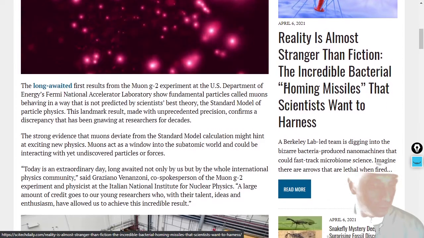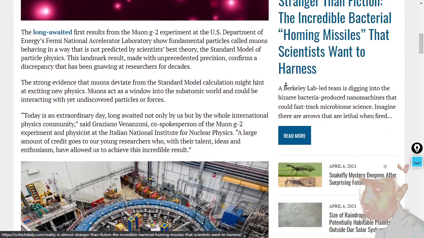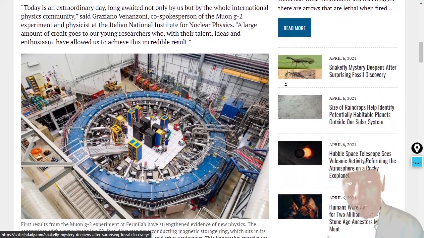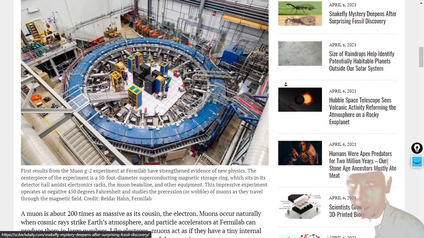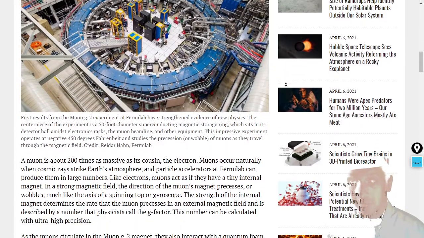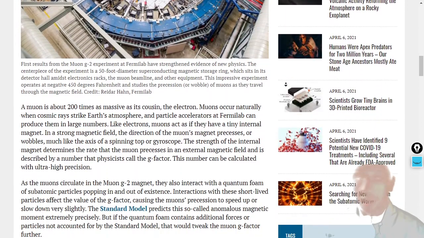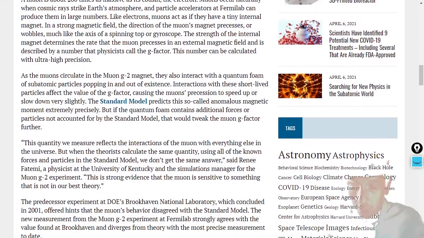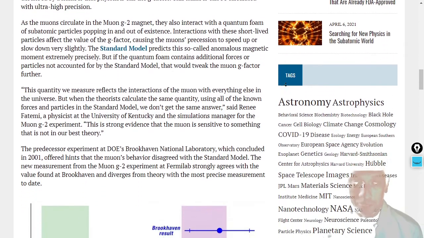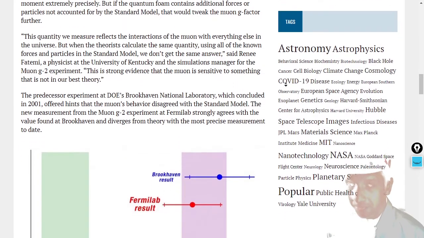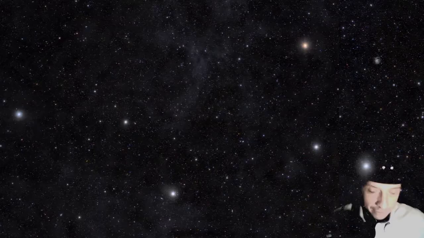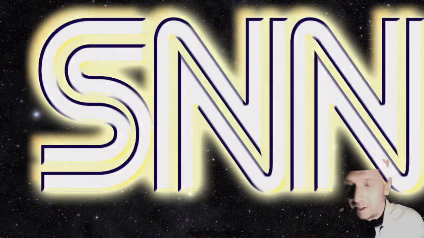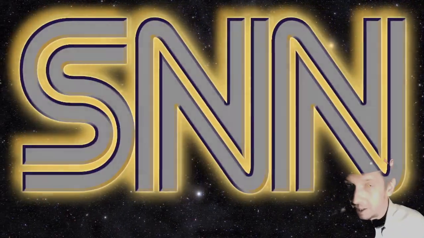As we've been saying for a few years on the channel, physics is being rewritten before your very eyes, folks. And anyway, a muon is 200 times as massive as its cousin, the electron. And without getting too in-depth into this, since it's a cosmology segment, check out the article. You can find both of those on scitechdaily.com.